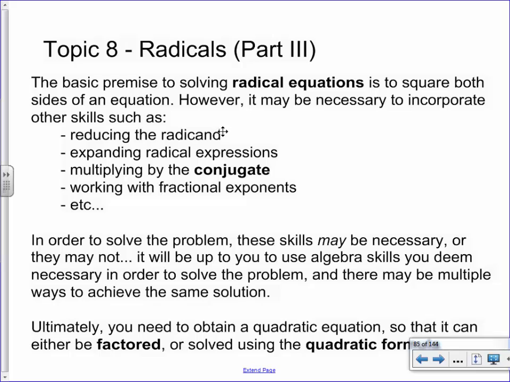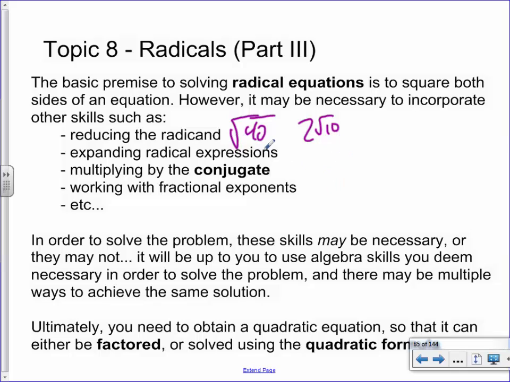So reducing the radicand. What does that mean? Okay, so let's say I gave you root 40. Is that reduced? No, that's 2 root 10. Are you guys okay with how I just made that 2 root 10? Can you follow that? Okay, if you can't, let me know. But at some point, I'm not going to actually go through the steps of showing every single little thing there.